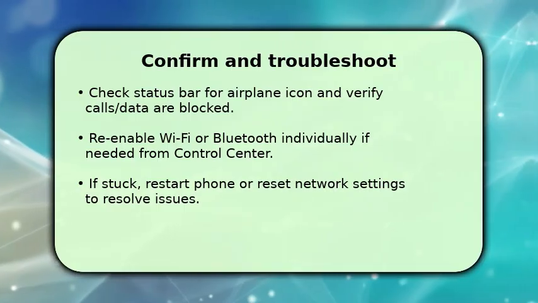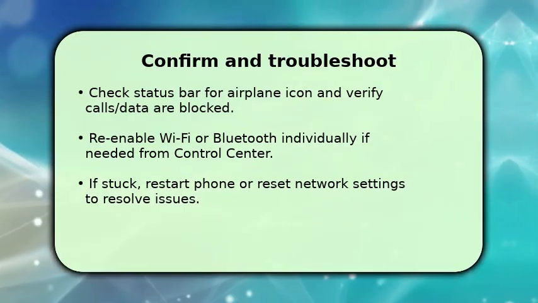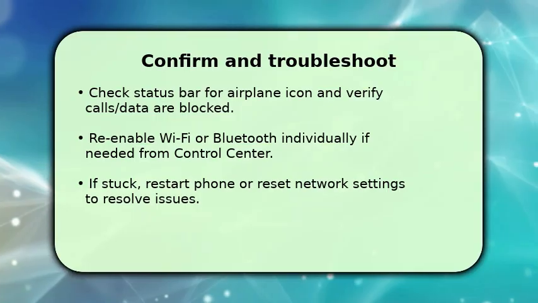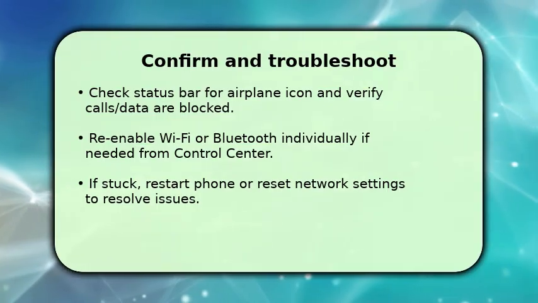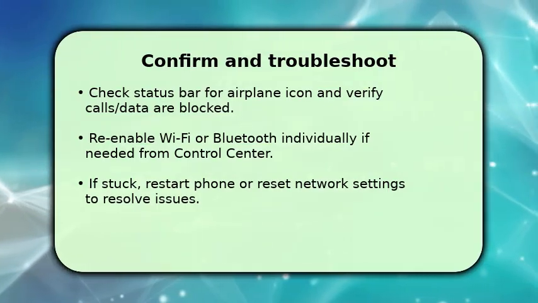If you still need Wi-Fi or Bluetooth, you can re-enable them individually from Control Center while leaving cellular off. This is useful on flights that allow Wi-Fi.